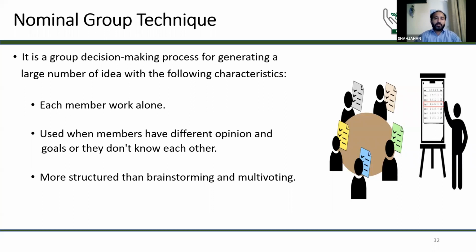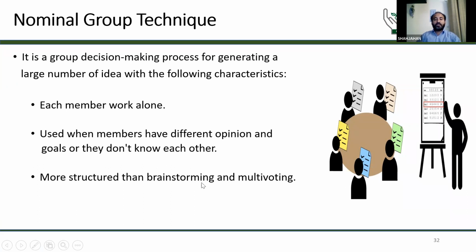There's another technique, the nominal group technique. It is a group decision-making process for generating a large number of ideas, with the following characteristics. This is another way of generating ideas. Here, each member will work alone. It is used when members have different opinions and goals, or they don't know each other.